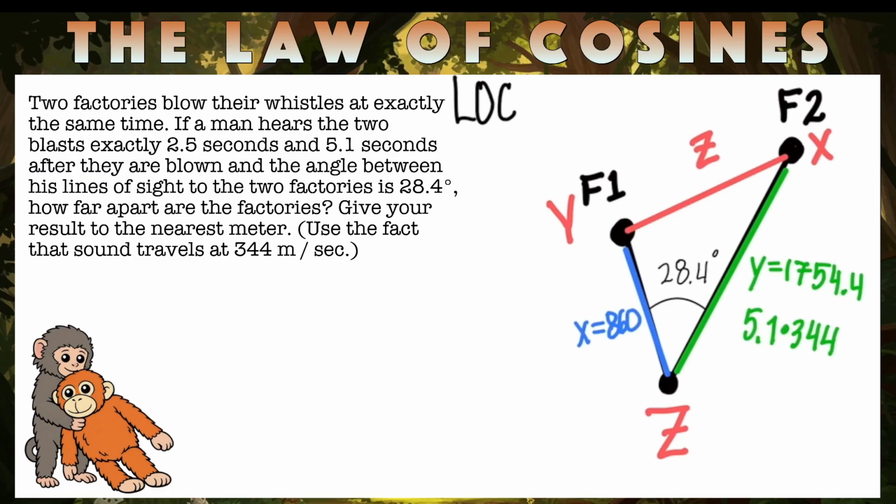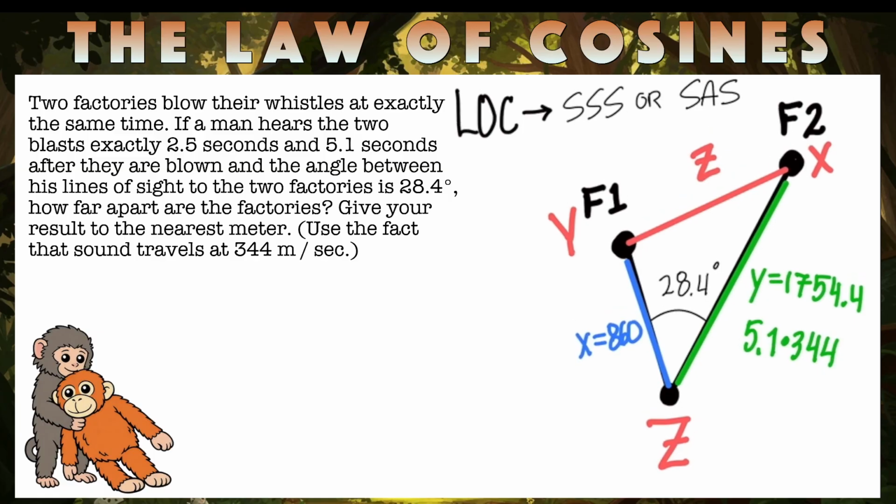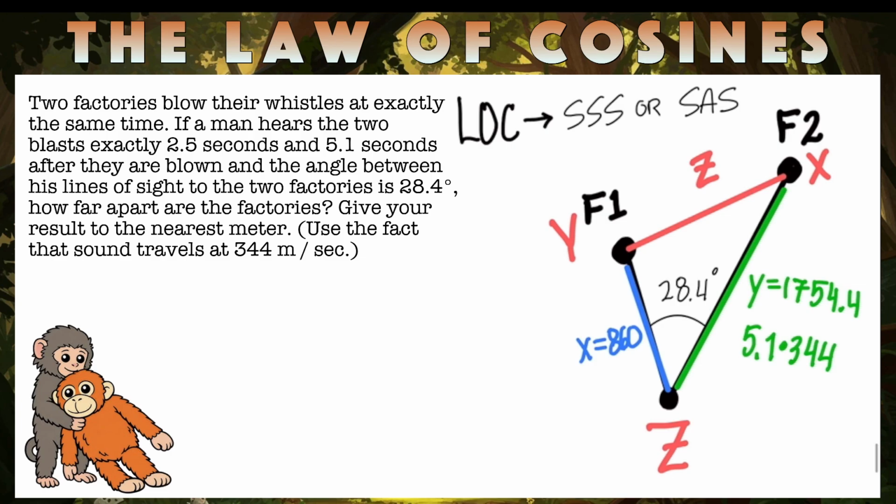Law of cosine. So to use law of cosine, we either want side, side, side, or we want side, angle, side. So if we have side, side, side, we'll find an angle. And if I had side, angle, side, I'm going to find the side across from the angle, of course, right? So if I have either of those, law of cosine is my pal, right?